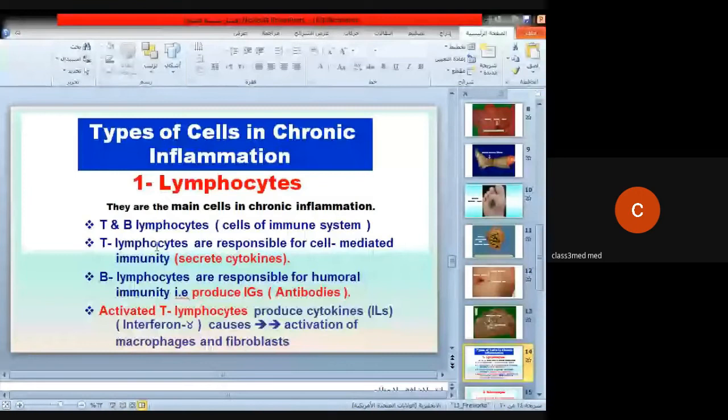Activated T lymphocytes produce cytokines, which are interleukins, tumor necrosis factor and interferon gamma. We mentioned in previous lectures that interferon gamma is more important in chronic inflammation. So what does interferon gamma do? Activation of macrophages and fibroblasts. That means, what do we have in chronic inflammation? There is destruction of the tissue and there is fibrosis.